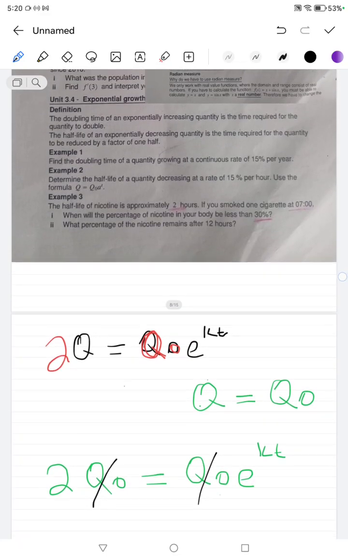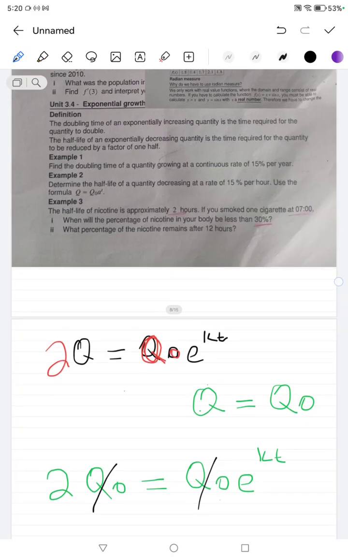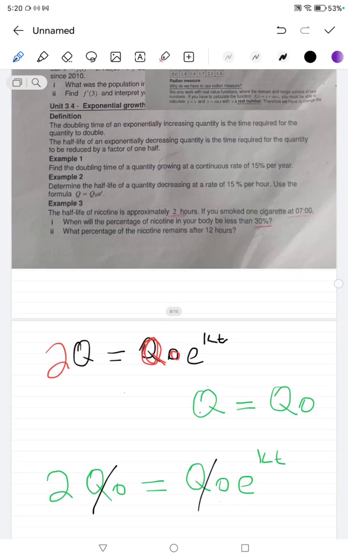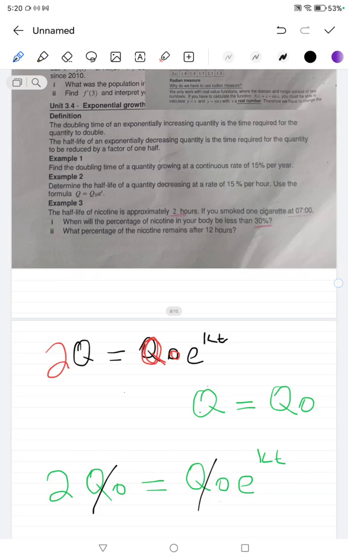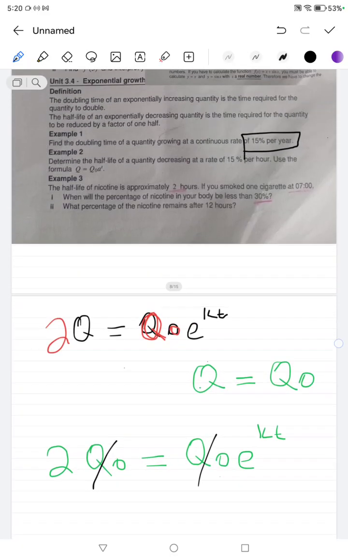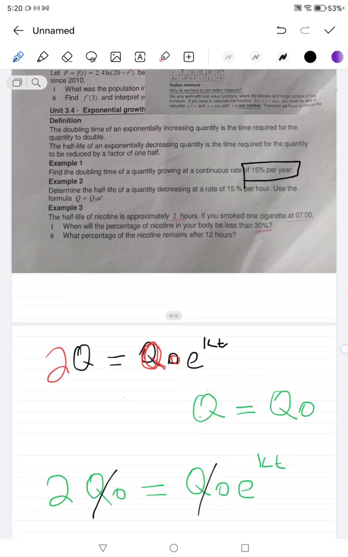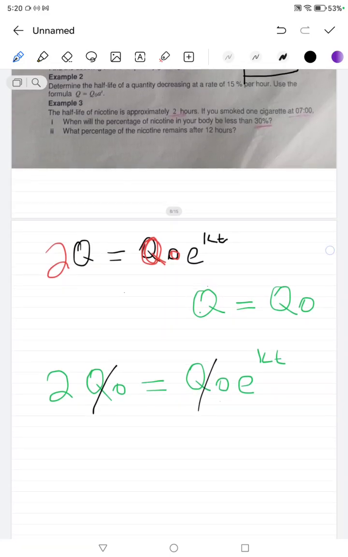No, I was just checking the other one. We have 15% per year. Okay, yeah, we're still on the right track. Then they say find the doubling time of a quantity growing at a continuous rate of 15% per year.